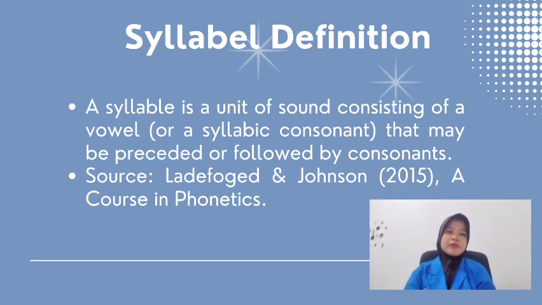A syllable is basically a unit of sound that consists of a vowel, or sometimes a syllabic consonant, and this vowel can be preceded or followed by a consonant. Think of it as a beat in a word. This definition comes from Ladefoged and Johnson's book, A Course in Phonetics.